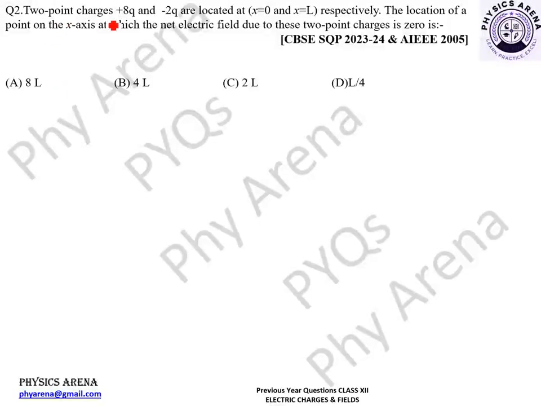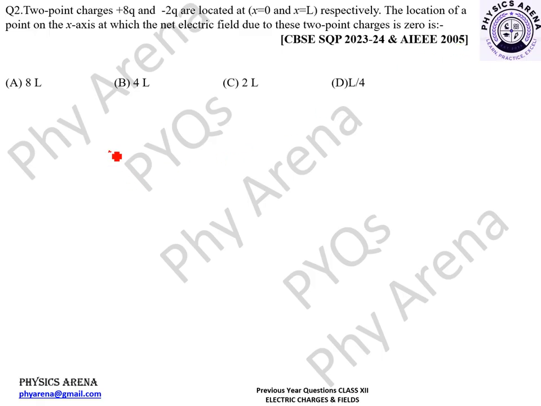Question 2. Two point charges plus 8q and minus 2q are located at x equal to 0 and x equal to L respectively. The location of a point on the x-axis at which the net electric field due to these two point charges is 0 needs to be obtained. And it was asked in CBSE sample question paper 2023-24 and also in AIEEE 2005.